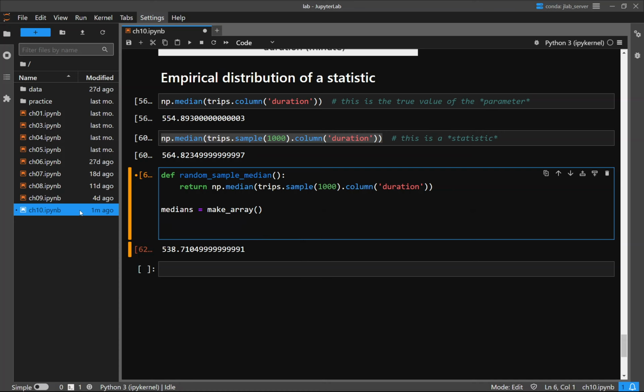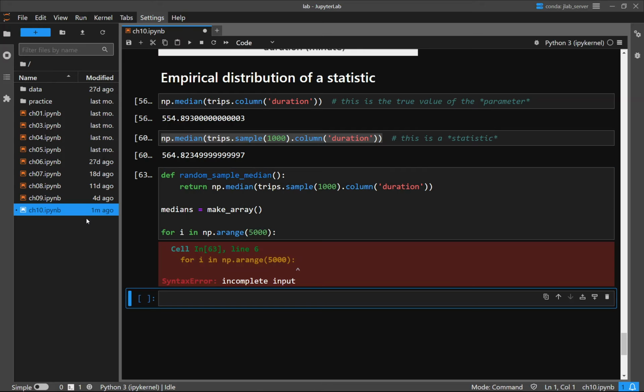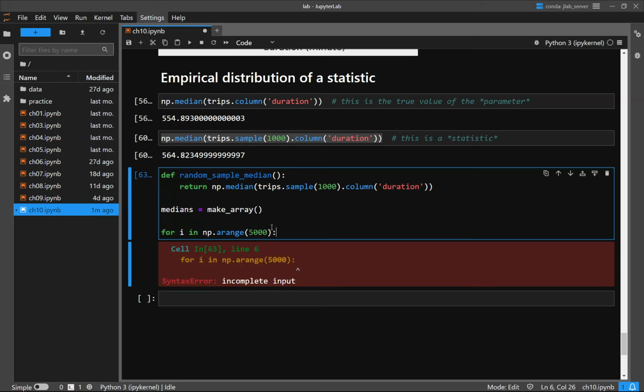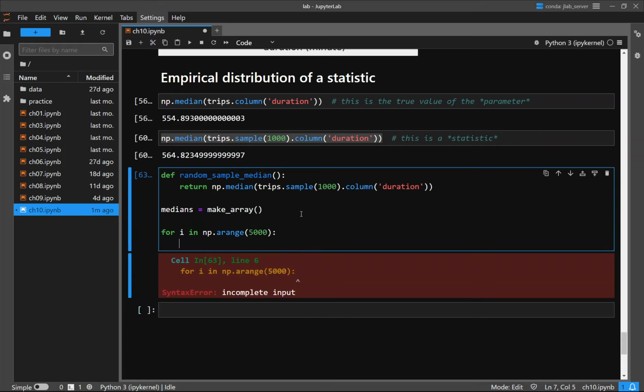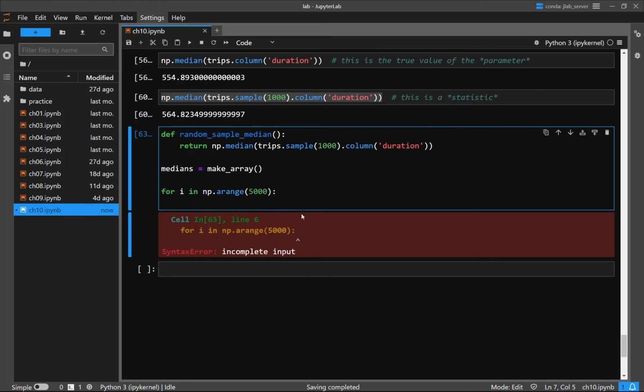And then let's say I want to loop 5,000 times, just a number we made up. So for i in np.arange(5,000). This i value is going to range between 0 and 4,999. I'm not going to use the value of i. I just want to run the body of this loop, the inside is called the body, 5,000 times, and this will let me do that.